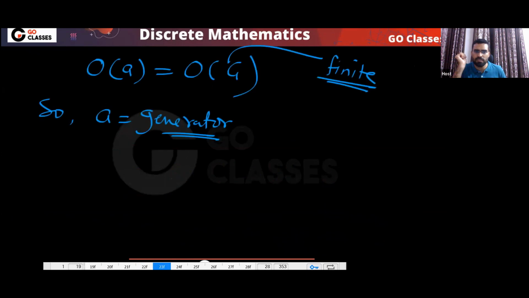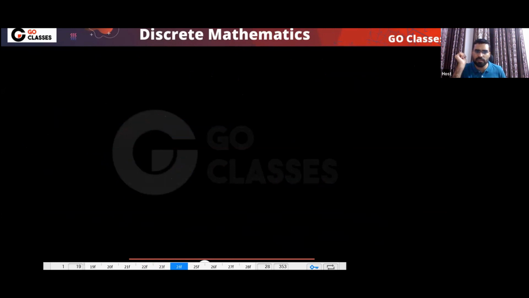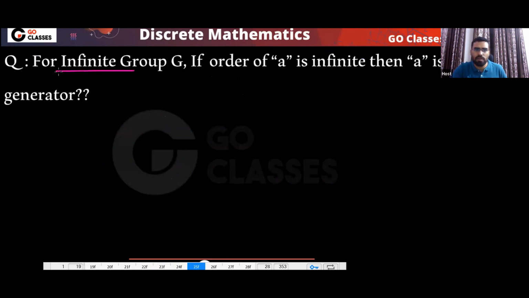Okay, so A is the generator, and automatically A inverse will also be a generator. Tell me about this one. You have an infinite group G. If the order of A is infinite, then can I say it is a generator? The answer is no. What is the example?